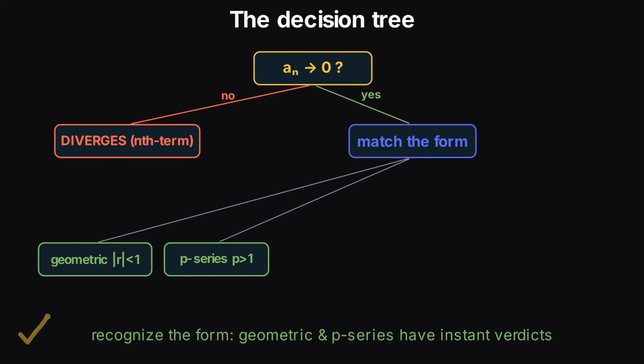Now recognize the shape. Is it geometric? Then it converges exactly when the common ratio is less than 1. Is it a p-series, 1 over n to the p? Then it converges exactly when p is greater than 1. Those two have instant verdicts.